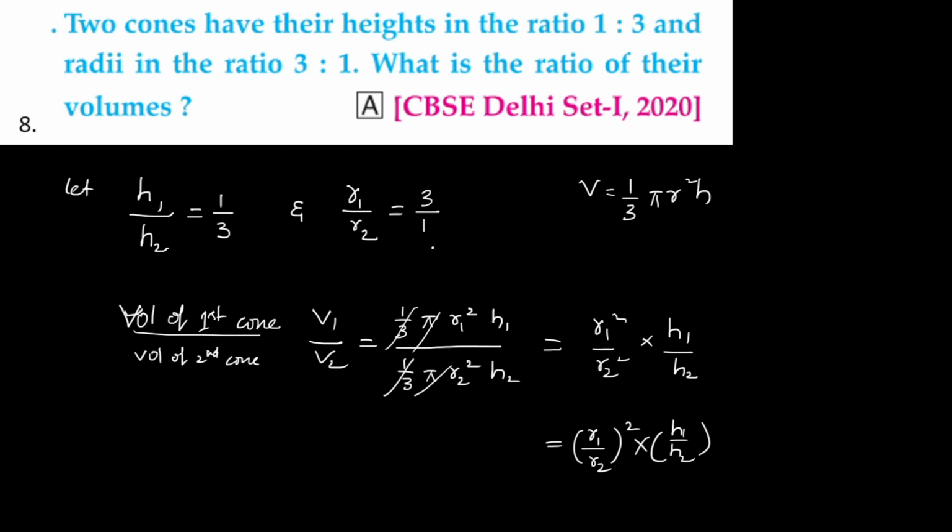Now r1 by r2 is 3 by 1. So 3 by 1 whole square into h1 by h2, which is 1 by 3. 3 square is 9, into 1 by 3, means divided by 3. So 3 1s are 3, 3 3s are 9, and the answer is 3:1. So this is how we find the ratio of their volumes.